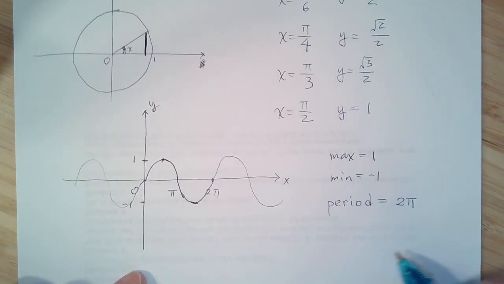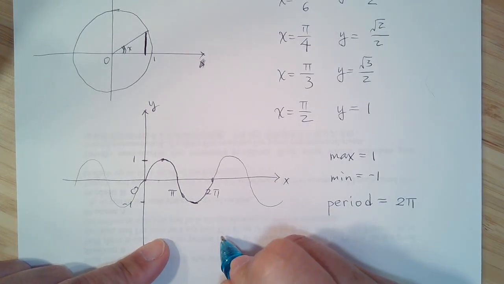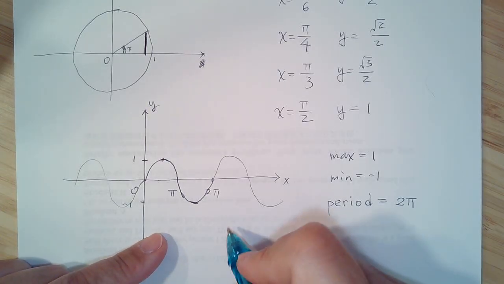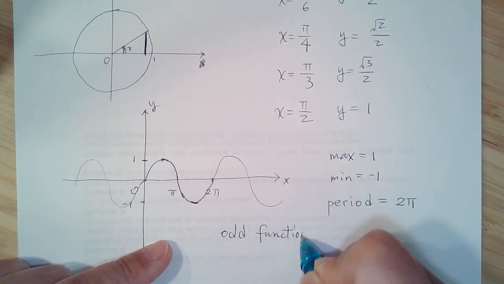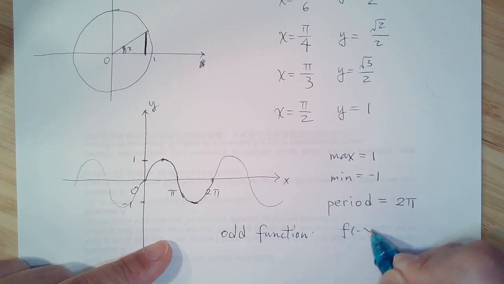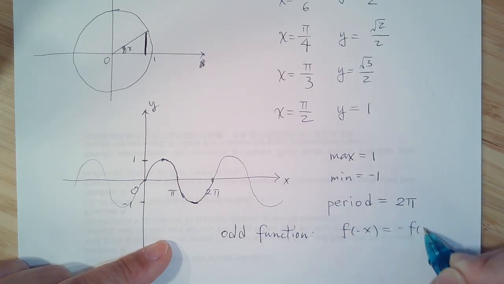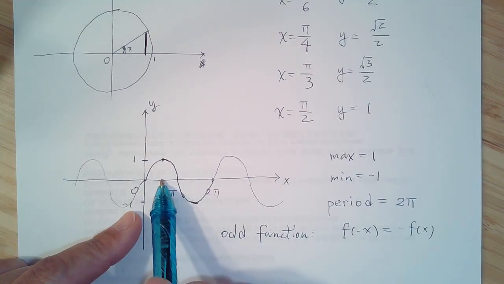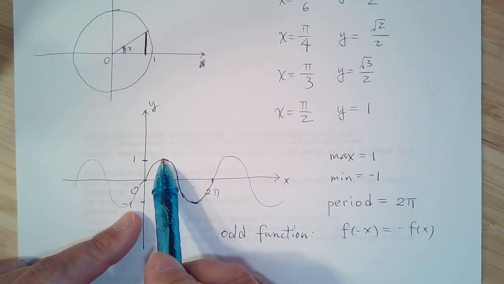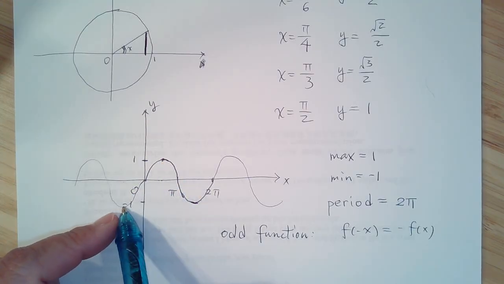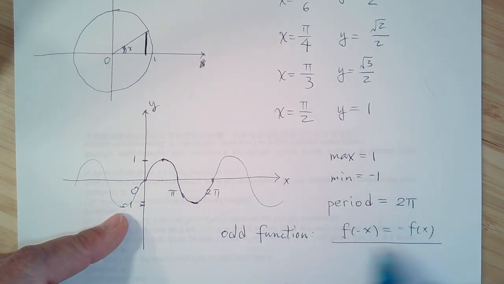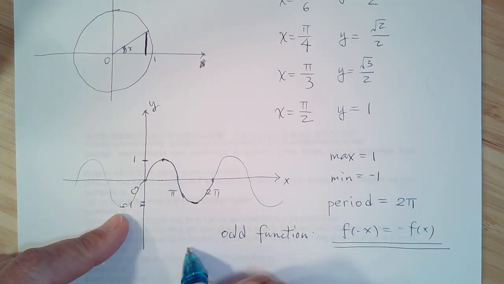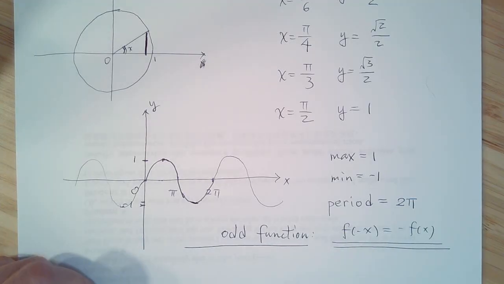Okay, and what else? There's one more thing. I don't know if you remember that we learned in Pre-Calc 1 what an even function is and what an odd function is. The odd function means f of negative x equals negative f of x. Did you see that? When x equals pi over 2, y is 1. When x is negative pi over 2, y will be -1. Okay, so that agrees with this. So the sine function is an odd function.